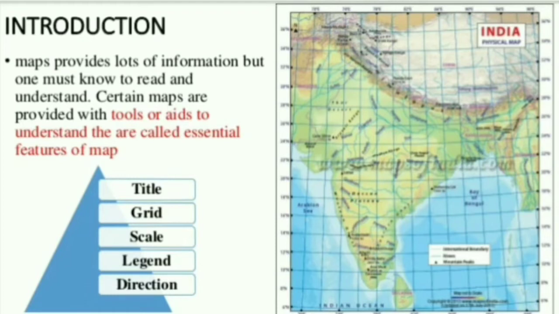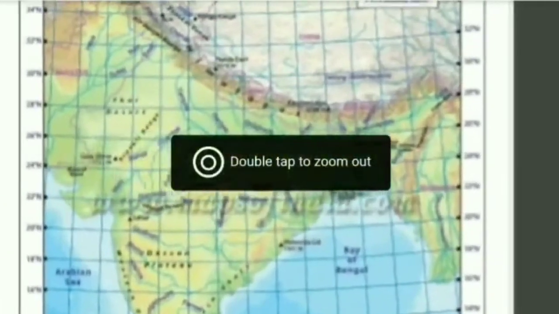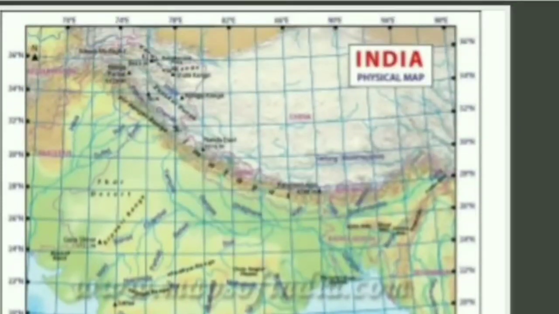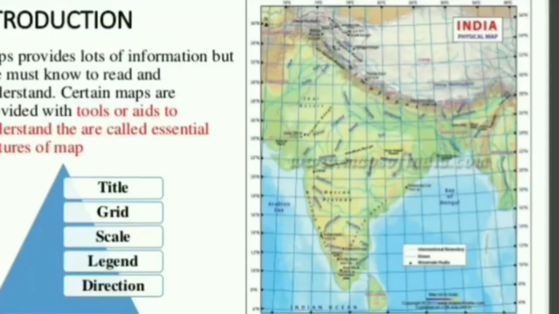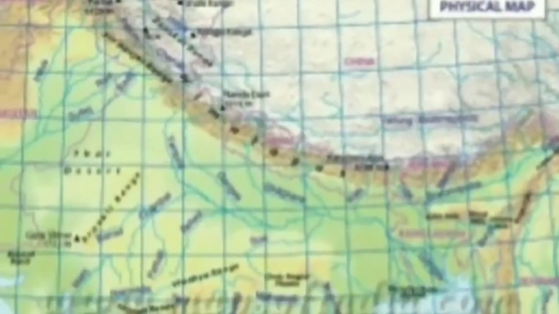Title means by seeing the map you can come to know which type of information the map is giving. That is called the title. See here in this map you can see the title of the particular map. This map is related to India and it is showing a physical map. See here, you can see the title of this map. India Physical Map.